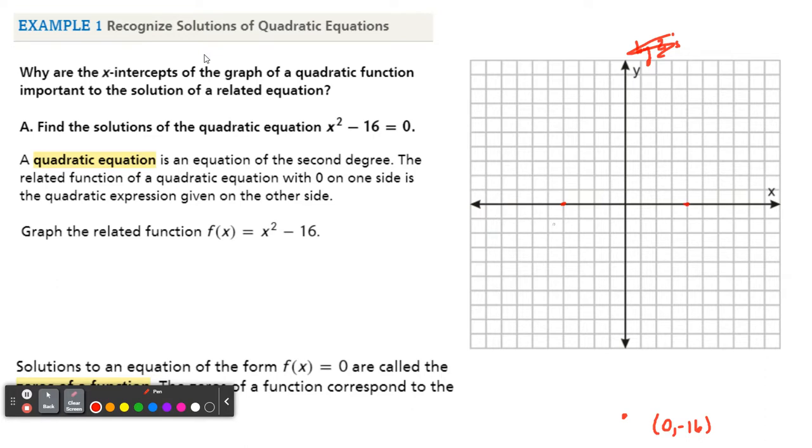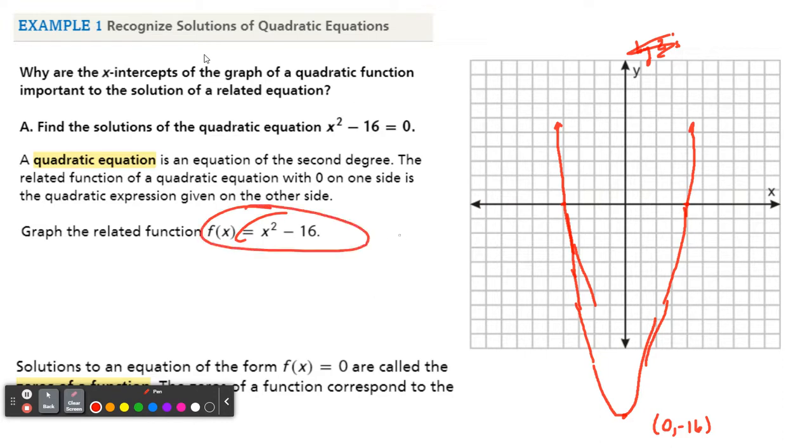Do your best to draw one of those parabolas going down. That's going to be terrible. Sorry about that, I'm trying my best. And curl back up. Oh, my goodness gracious. And there we go. Good thing we have Desmos to graph these for us. So there is what your parabola looks like for this function, f of x equals x squared minus 16.